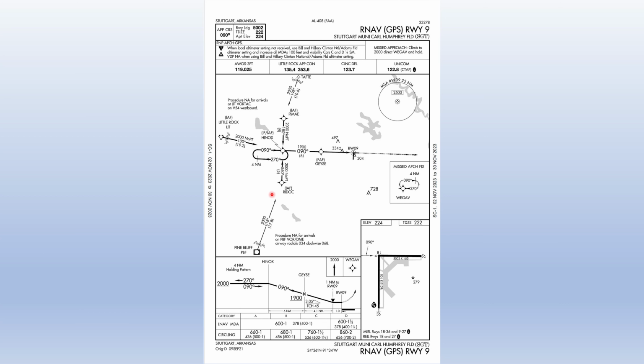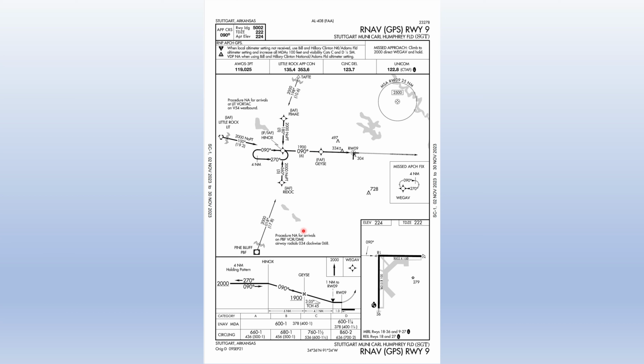Looking at the general overall design of the approach, we do have an initial approach fix/intermediate approach fix with a procedure turn here if we're coming in from this area of the approach. If we are coming in from this direction, we can use the initial approach fix of PMA. And then we are going to be coming in from this direction down here, so we can go direct to RIDOC and navigate in on the approach from there. We'll look at the specific segments here that we're going to fly in just a little bit.